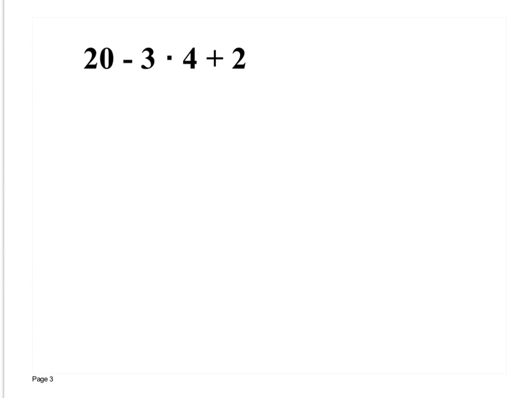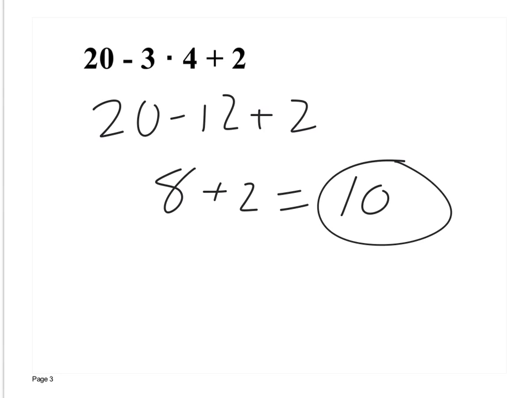All right, write that one down and you guys work it out. All right, so we look at the problem. We have 20 minus 3 times 4 plus 2. So I answer the first question. Is there any grouping symbols? No. Is there any exponents? No. So my next step is to multiply or divide. So I look, hey, is there any multiplication or division problems? Yes, so I do that first. What is it? 3 times 4, which is 12. Then all I see left is addition and subtraction, so I go from left to right. What's my first problem? 20 minus 12, which is 8, plus 2 is 10. There's my answer.